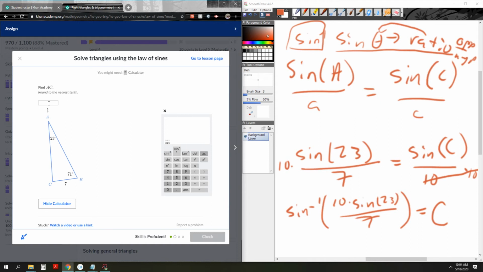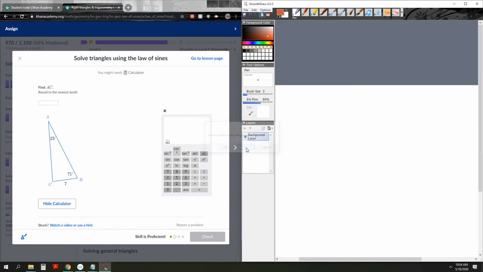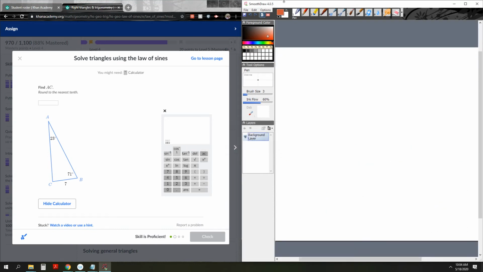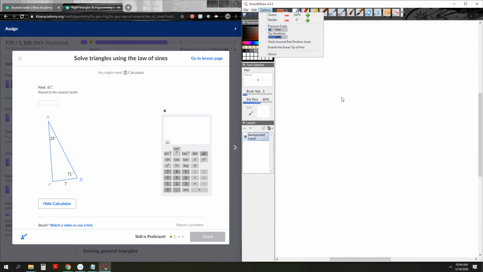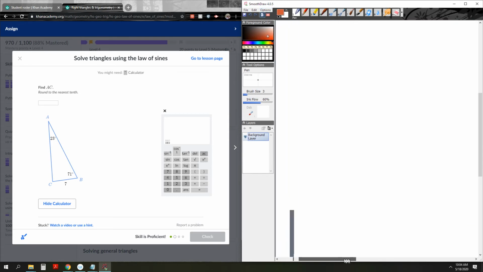Okay, round to the nearest tenth. We're going to be looking for AC right here, and then we're going to round our answer to the nearest tenth. Well, we already have a strategy for this now. Zoom. Give ourselves the most amount of room as we can get. Not like we actually need it, but whatever. Okay. We're going to set this up the same way we did before.